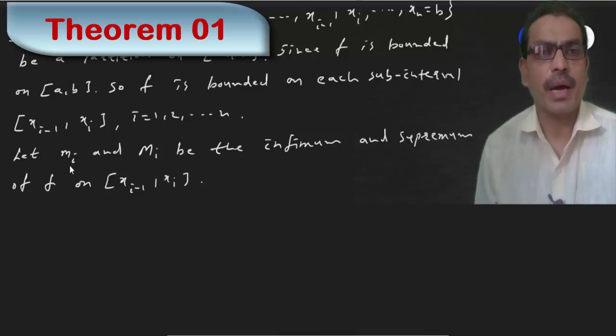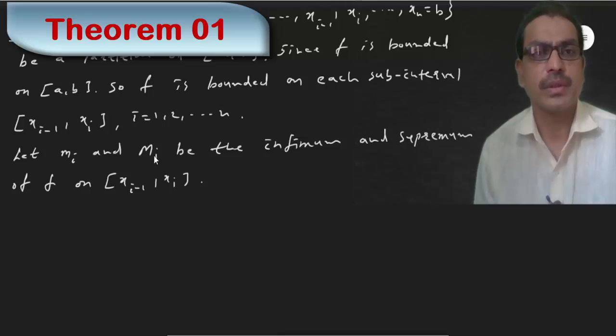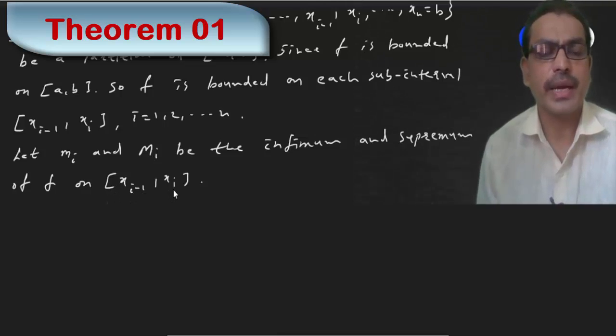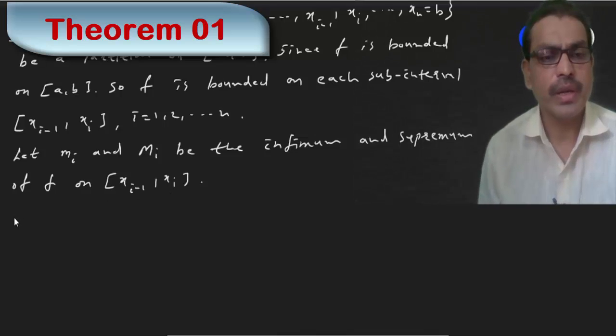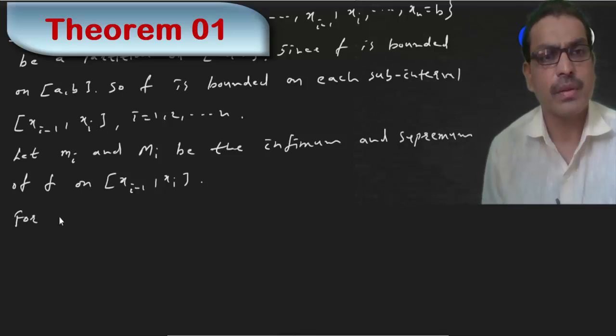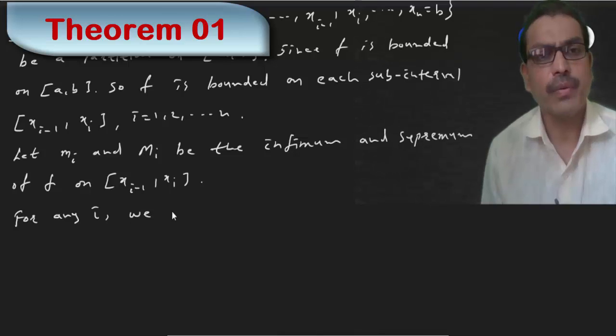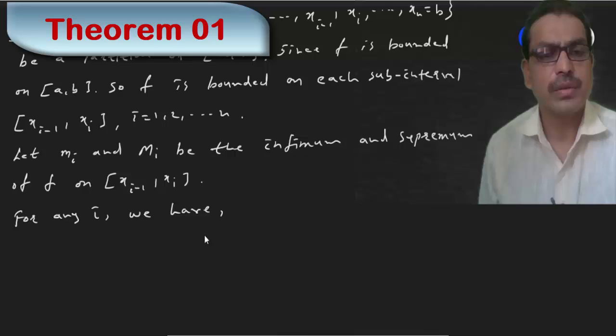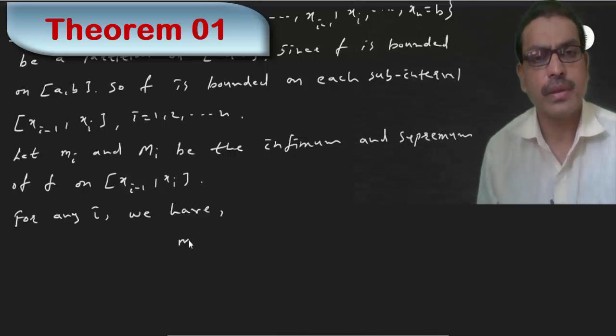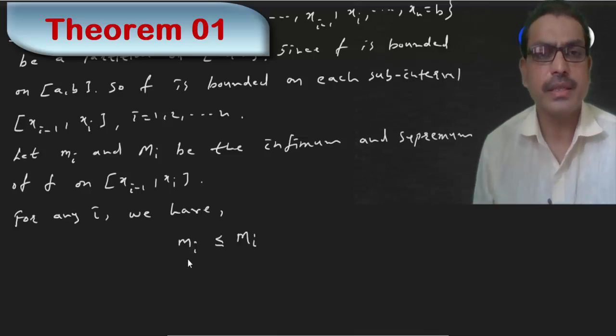Here, the small mi is the greatest lower bound and capital Mi is the least upper bound on the interval [xi minus 1, xi]. Therefore, for any i, we have small mi is less than or equal to capital Mi. That is, the greatest lower bound is less than or equal to the least upper bound.